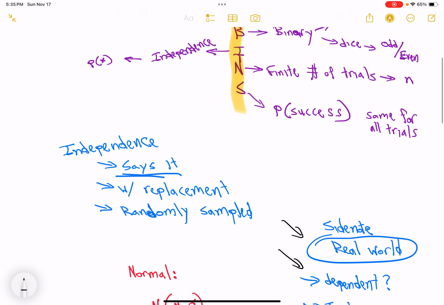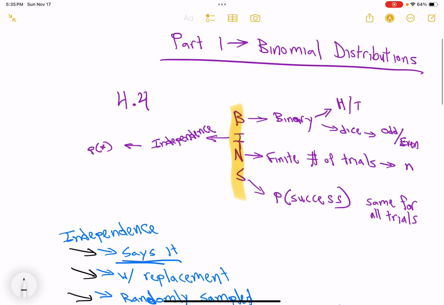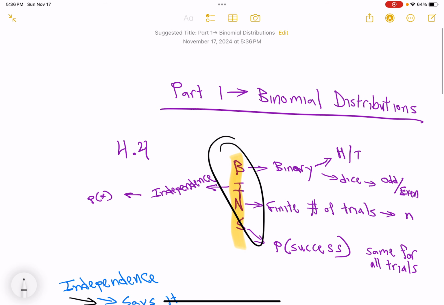Otherwise, though, we either need to have a problem say that the thing is independent, say with replacement, or say that it is randomly sampled. These are our signs that independence has arrived. And we check for that alongside 3 other things. 1, that there is a binary, an on-off button, a success or failure that we can set, that we have a finite number of trials, and that we have a probability of success that's consistent, along with the fact that it is independent. And that is all that you must know to feel comfortable with binomial distributions. You should feel solid on this.